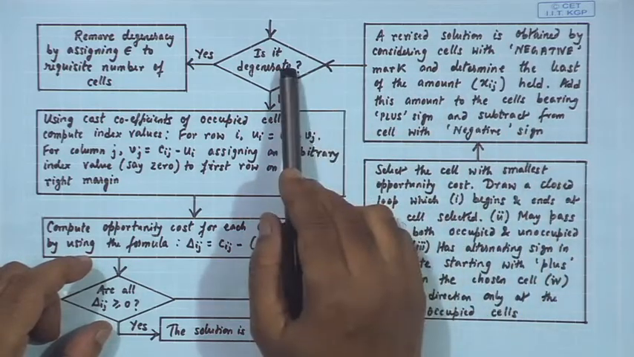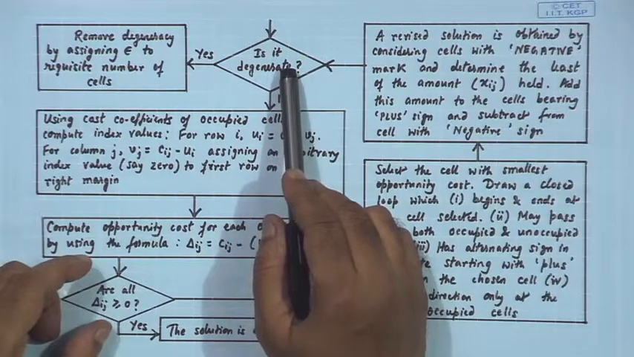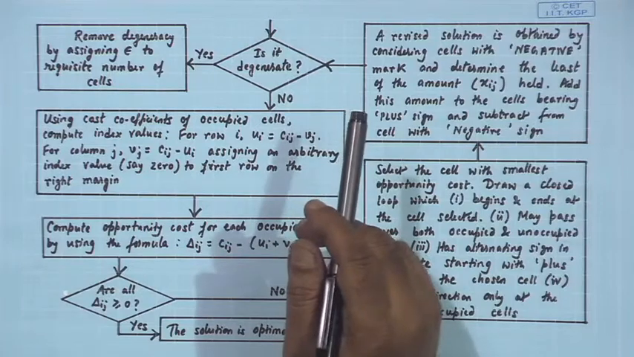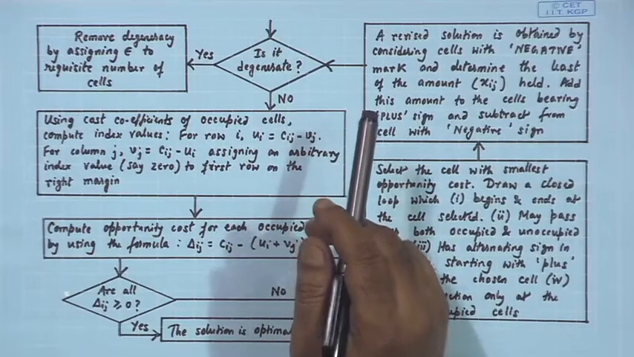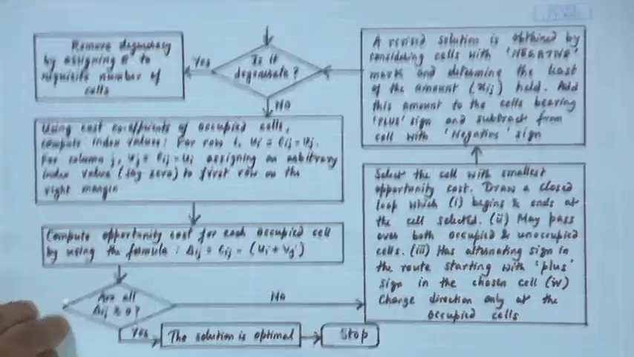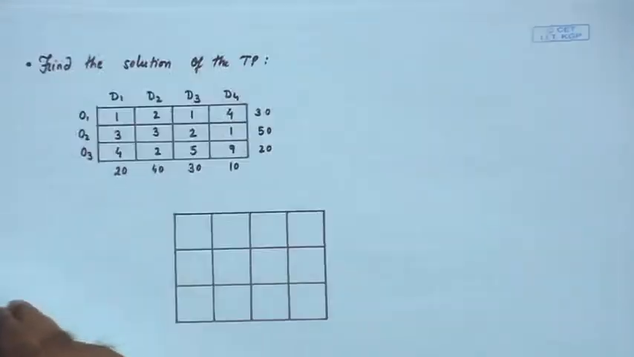Then again you will check whether it is degenerate or not. If it is not, we will repeat this particular process again. So, I hope it is clear what we are going to do for this. So, now let us take one example, so that you can understand it in a much better way.